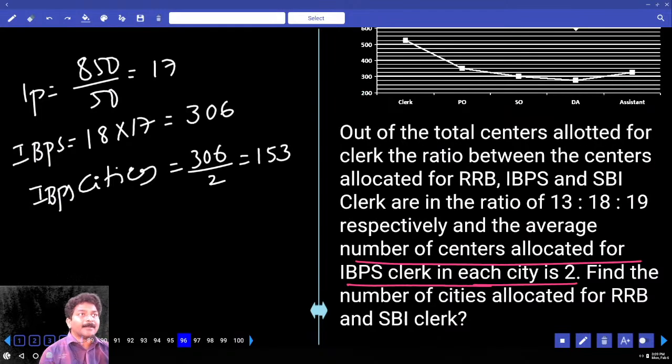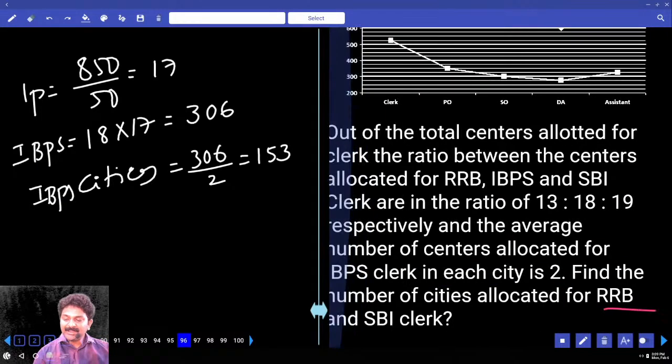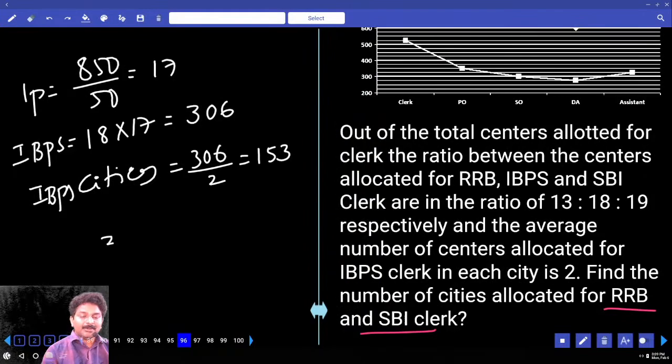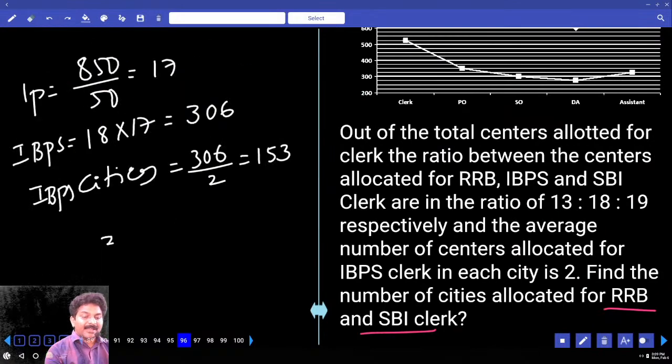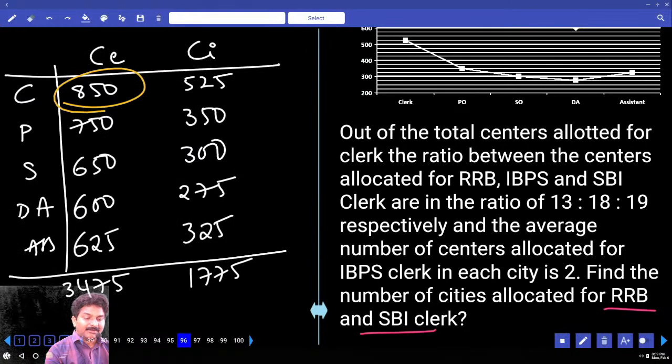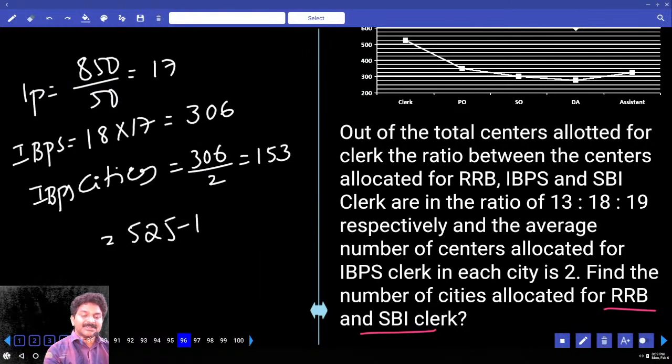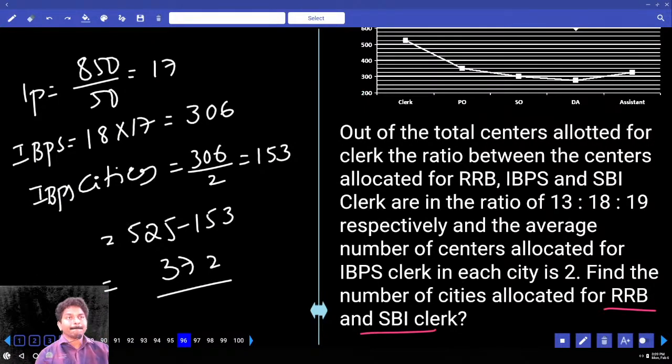Satisfied? Done? And now we were asked to calculate for RRB and then SBA. From total cities, we have to subtract 153. How many total cities do we have? Total cities 525. From this we need to subtract 153. 5 minus 3, 2. 52 minus 15, 37. 372. Over.